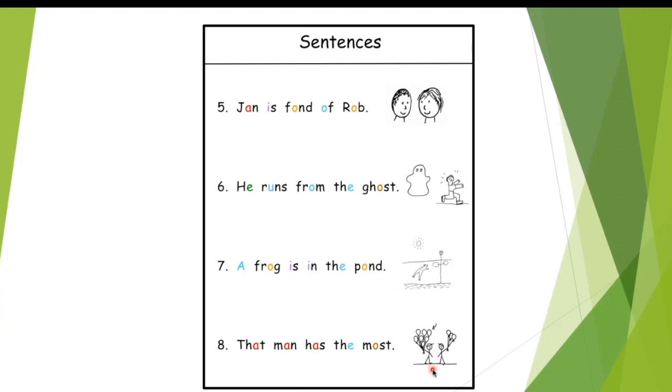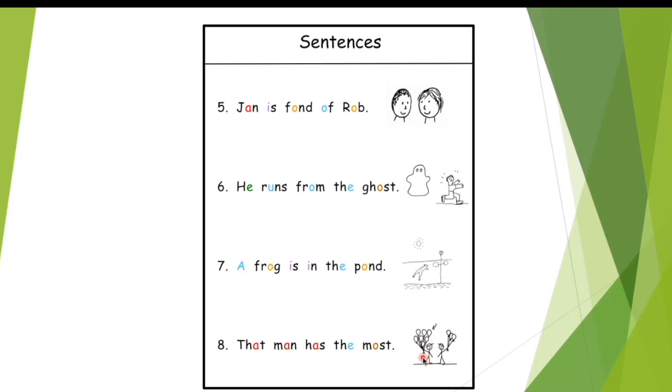Next one. We have two men here. What do you think they are holding? They're holding some balloons, all right? And the first man in here, with my laser pointer, has how many balloons? Can we count it together? 1, 2, 3. So this man has 3 balloons. And the other man, let's count together how many balloons this man has. 1, 2, 3, 4, 5, 6, and 7. So this man has 7 balloons.